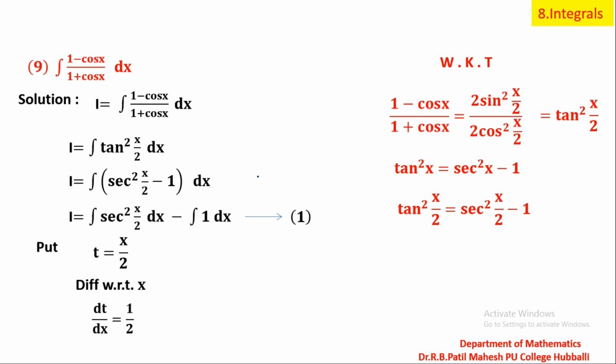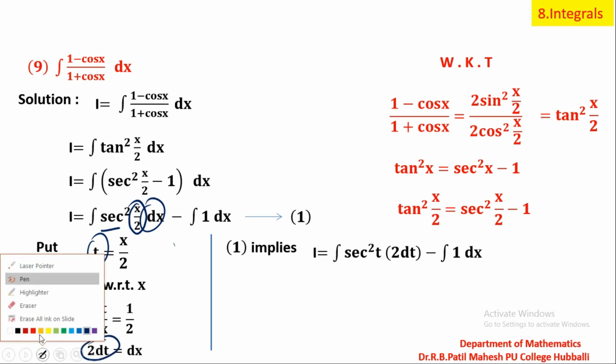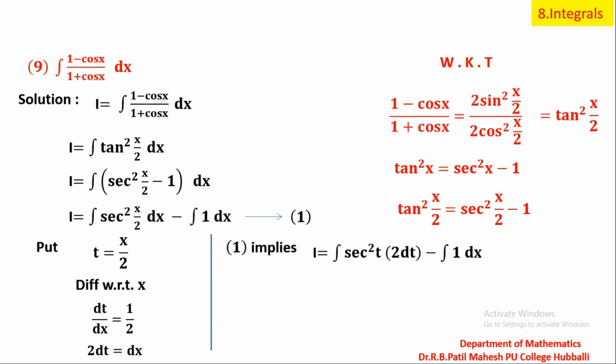Now I want to replace dx. Taking dx to the right hand side and 2 to the left hand side, I want to replace only dx, so that 2 dt is equal to dx. So the given problem, equation 1, implies: what happens in equation number 1? Integration of this secant square remains as it is, x by 2 will be t and dx will be 2 dt. I think you know very well about the substitution, replacement, and integration of 1 with respect to x as it is.